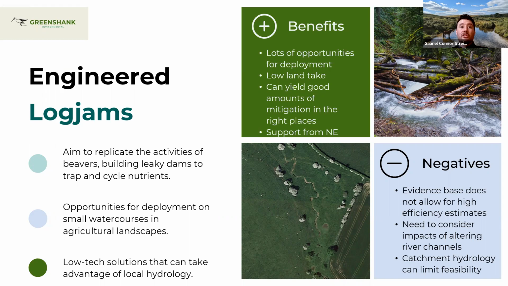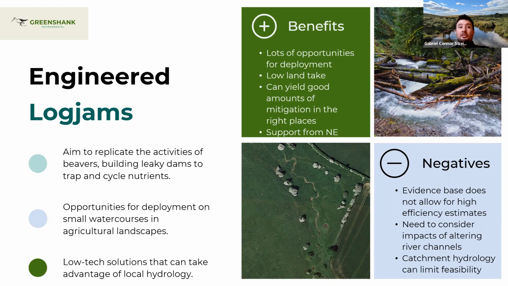Again, we've got lots of small watercourses and agricultural landscapes that give us plenty of opportunities for potentially being able to deploy these schemes. And we also know that if we can put them in the right place, then we can take advantage of local hydrology to have these at places where water funnels through pinch points in catchments, and then they can act as a nice filter for nutrients in specific locations, and we can find those locations and look to deploy them in optimal places.